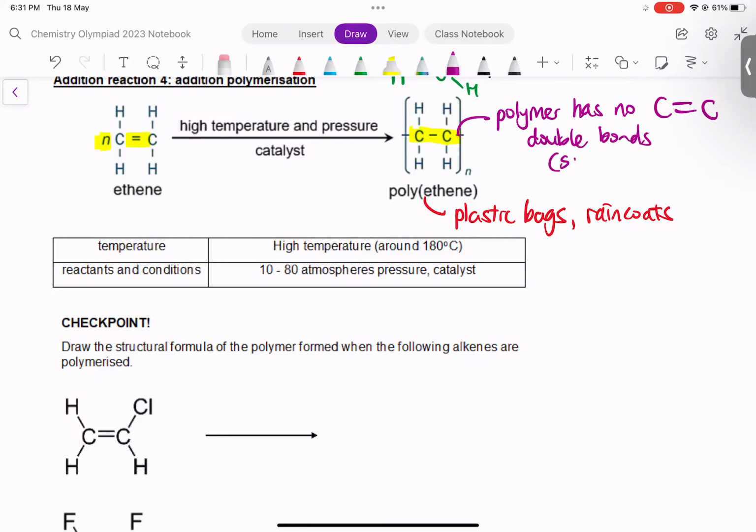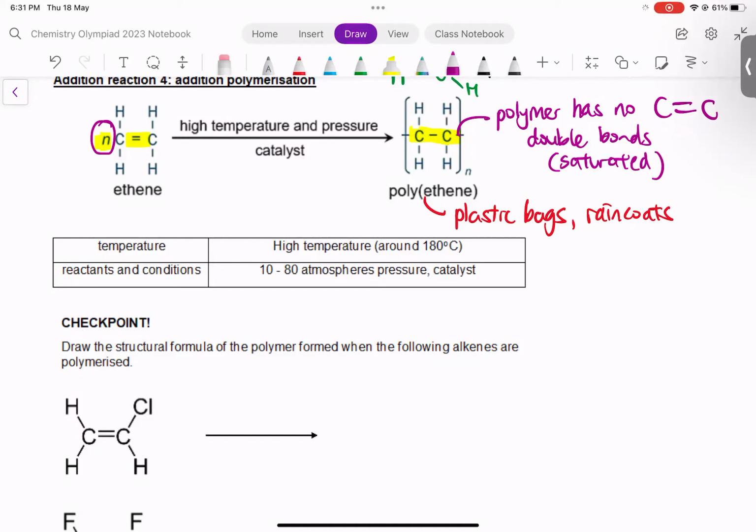So the polymer is saturated. Now, what is N? Why did we leave it as N? Why don't we just say 1 million, 1,000? The answer is because N is not defined. N can be as small as 100, N can be as big as 1 million, depending on the duration that you left the polymerization reaction to run.